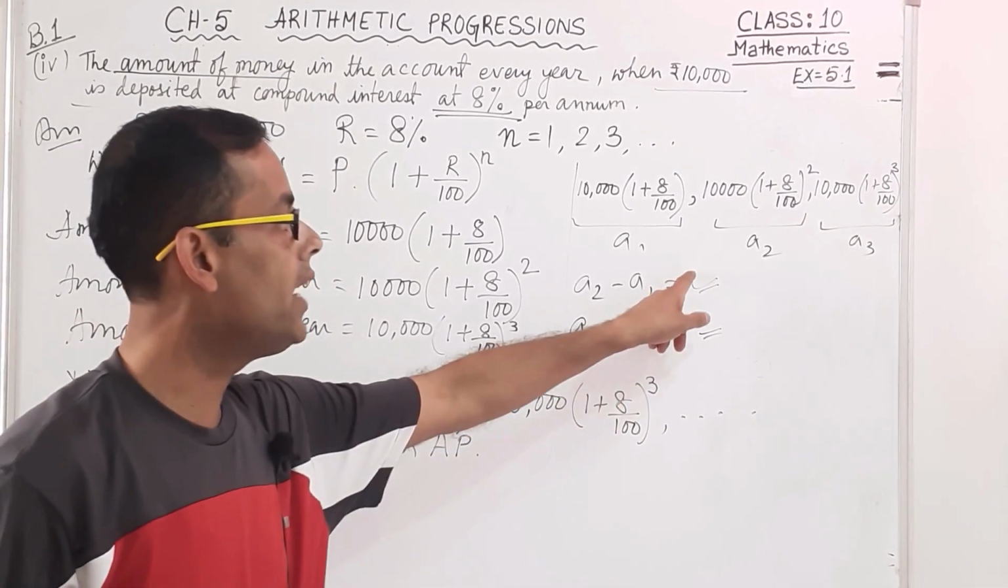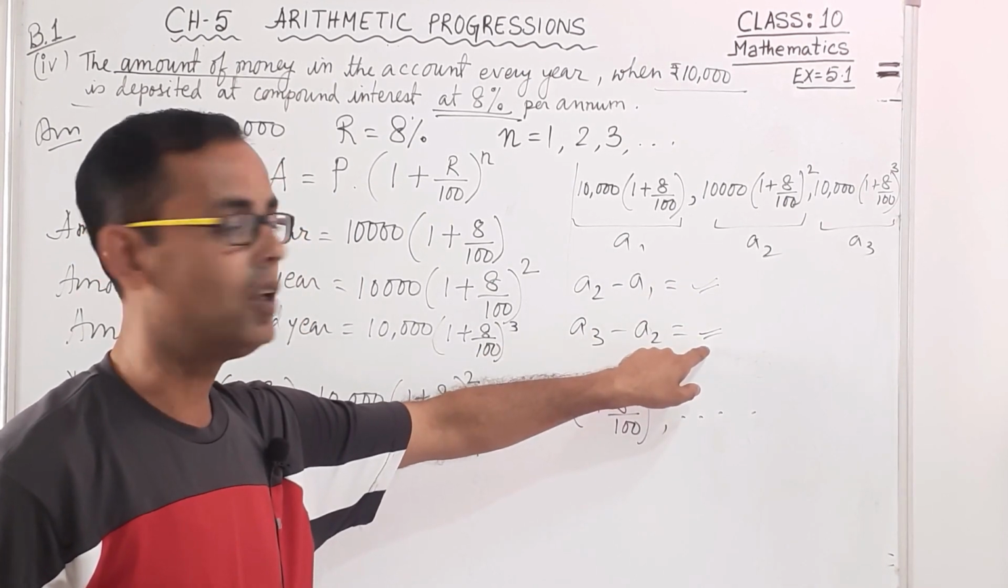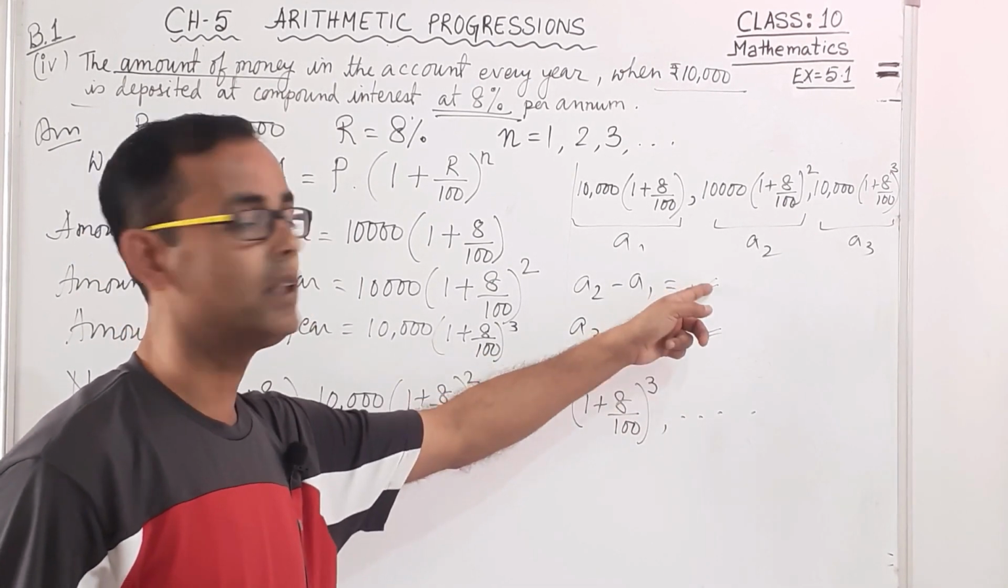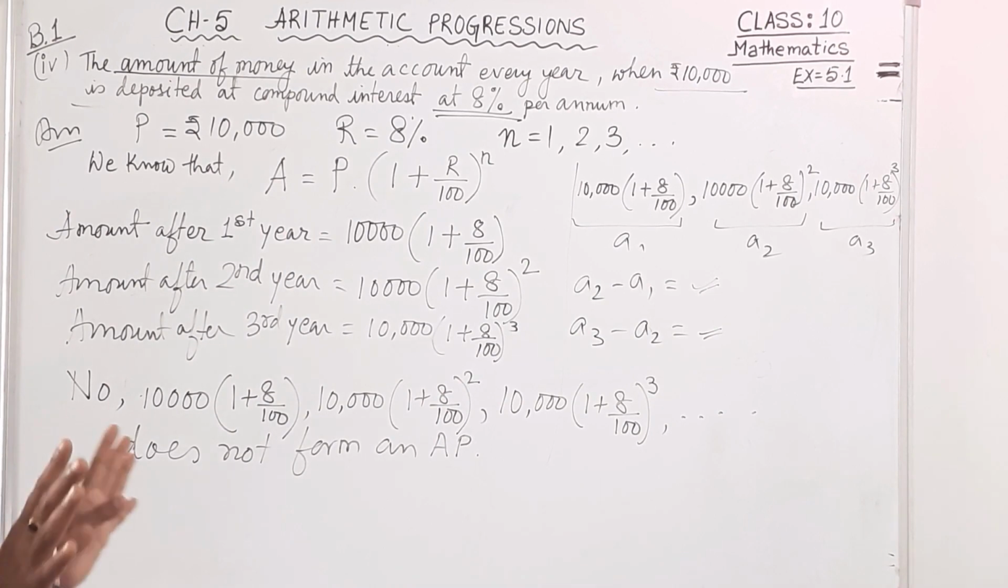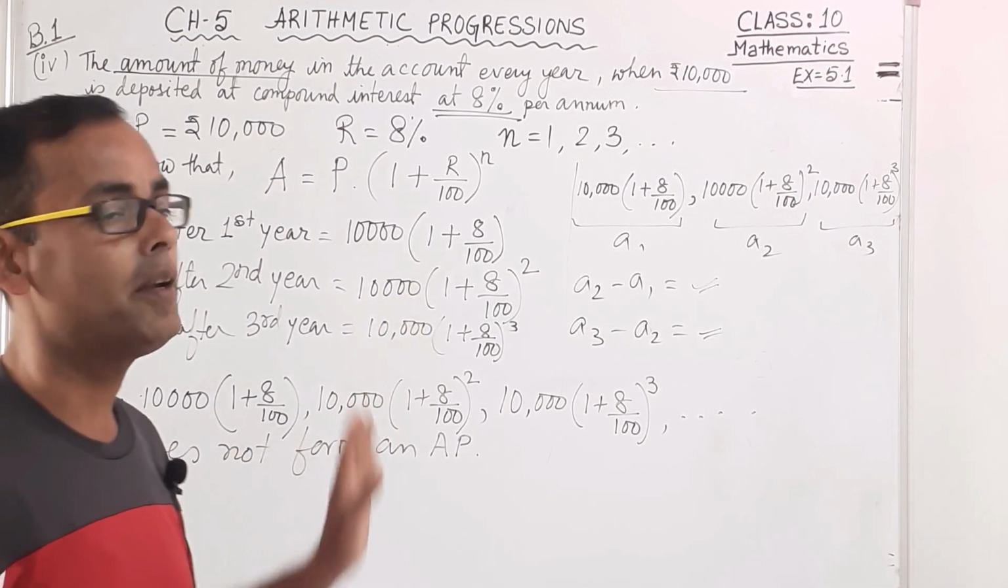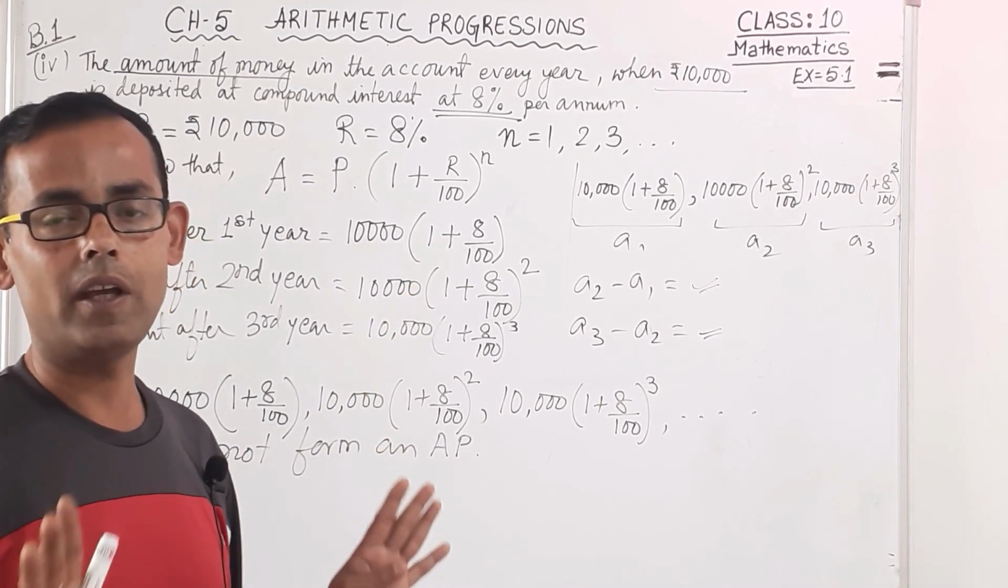This value will be less than this. In the opposite way, this value will be more than this value. So that's why it does not form an AP, and we write no. Okay, so I hope you have understood exercise 5.1. All the sums I have done.